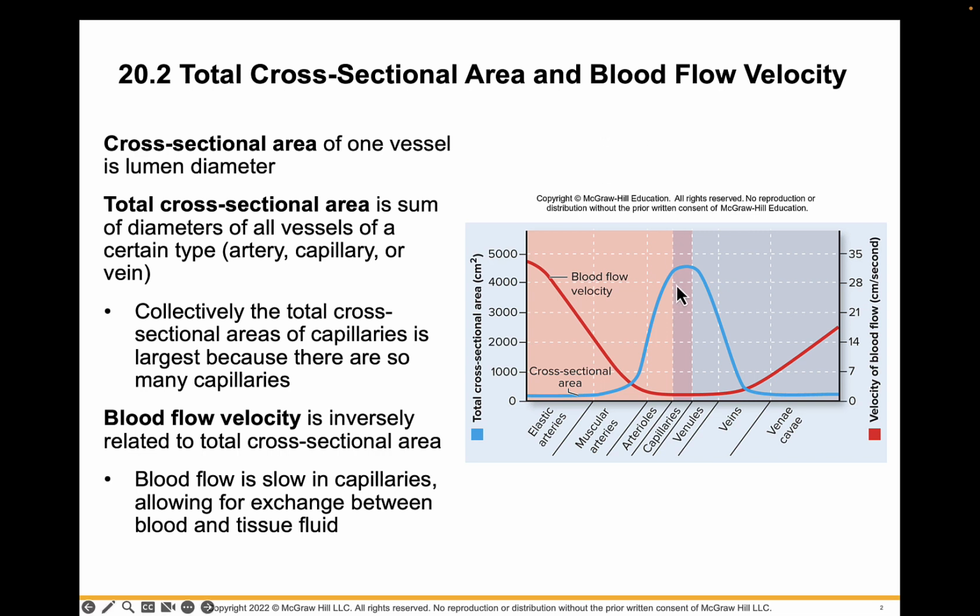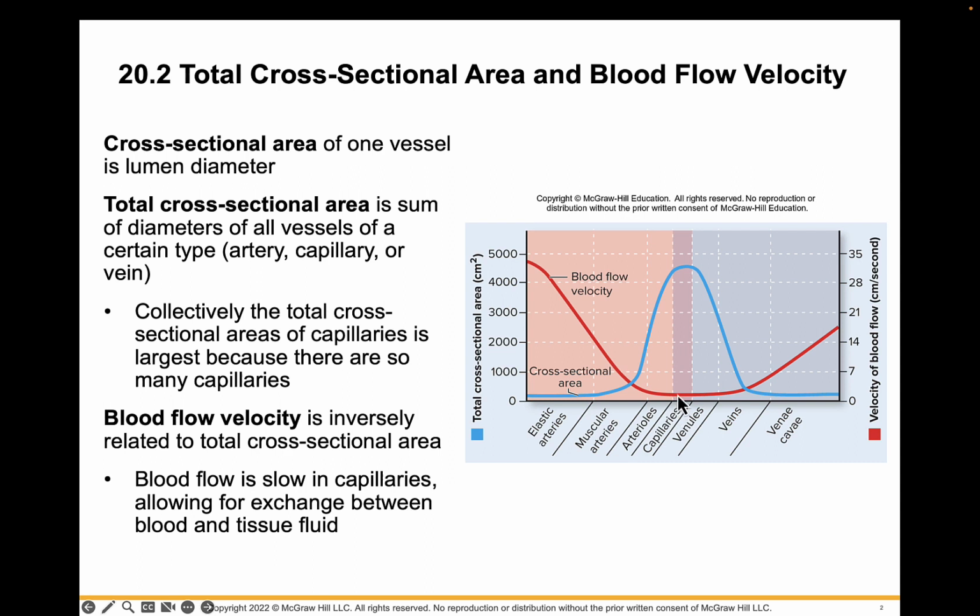When we look at what's happening, the velocity in the capillaries is actually quite slow. This is also really important because the velocity of blood moving through the capillaries is slow, this is going to maximize the amount of time that is available for exchange. So that's really important, especially when we're looking at the role of capillaries.